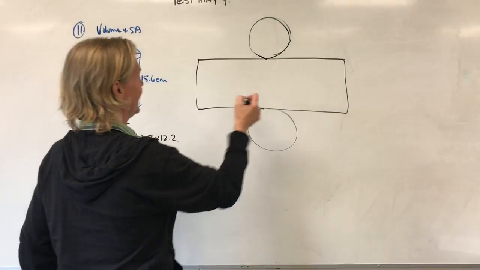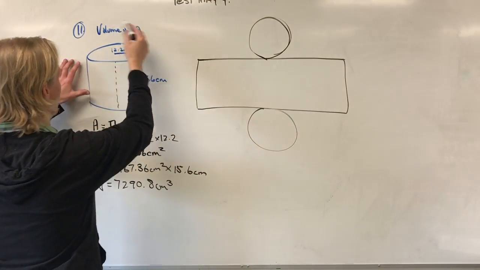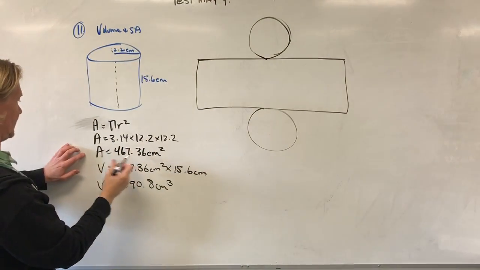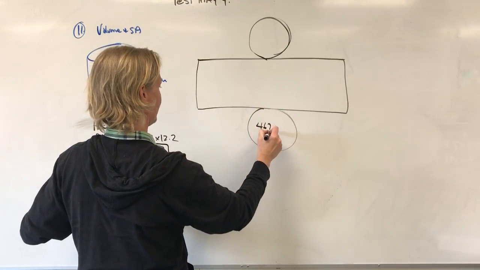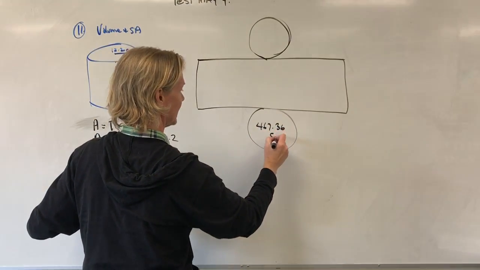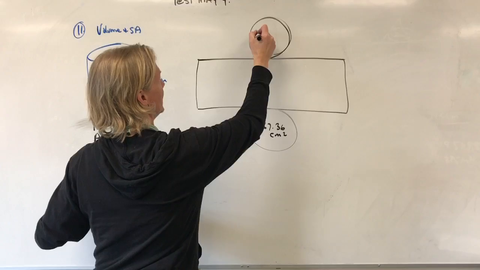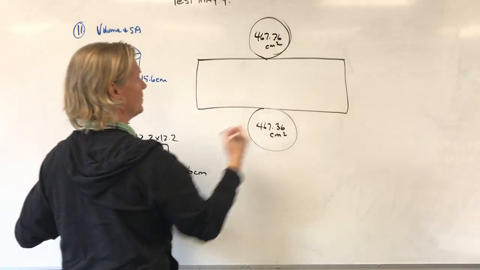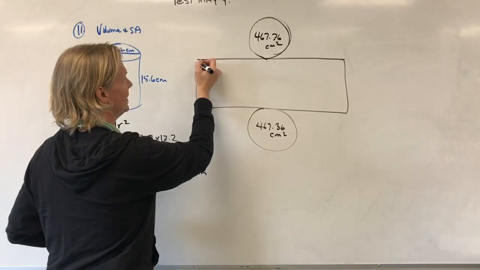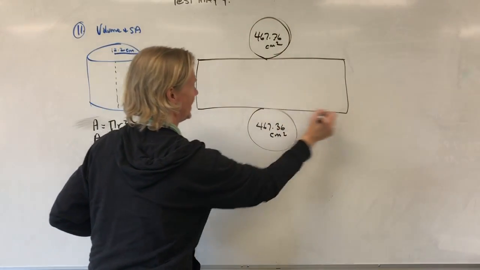Okay, so what I need to do is I already have the area, right, of one of these circles, right here. So the area of the circle is 467.36 centimeters squared. That's the surface area of the circle. 467.36 centimeters squared. Now I need the rectangle, okay? Now the rectangle needs to be the circumference, that's the base, of this.